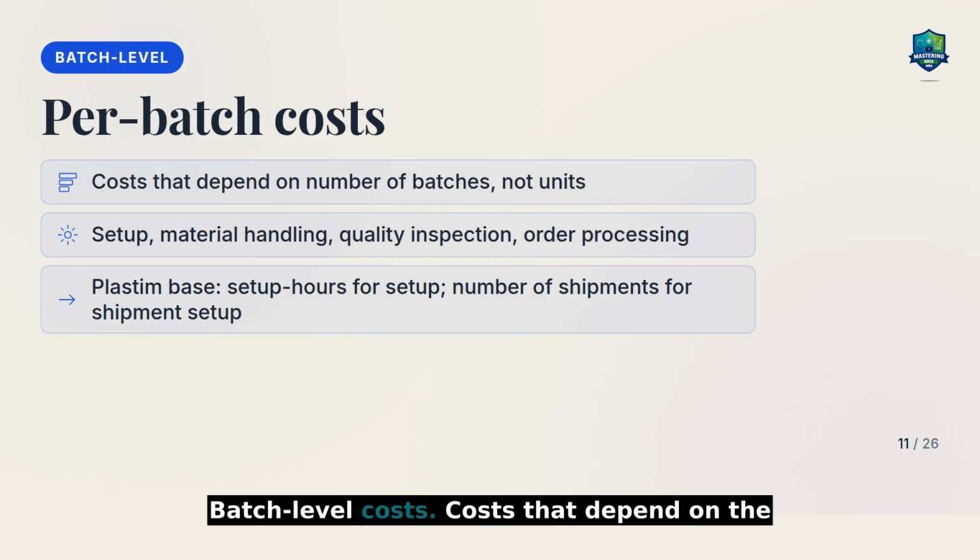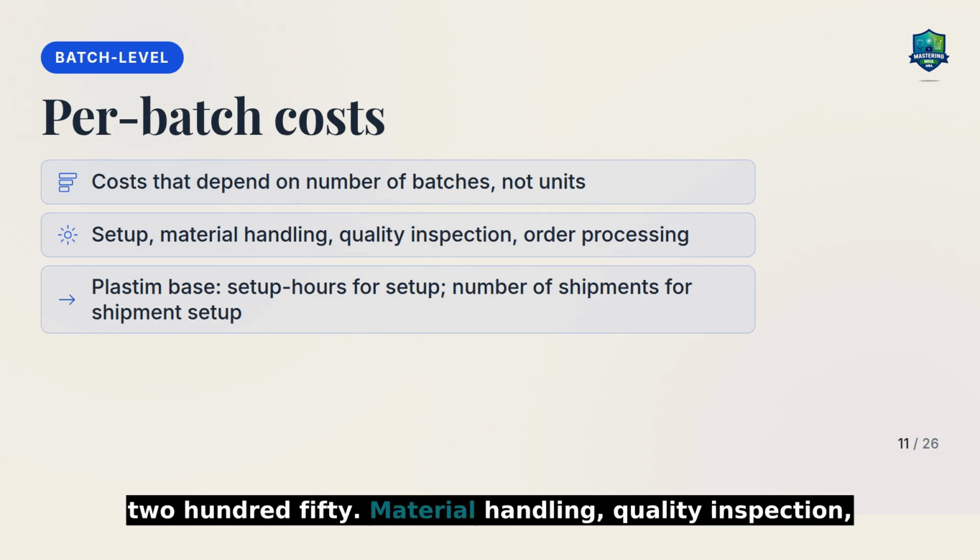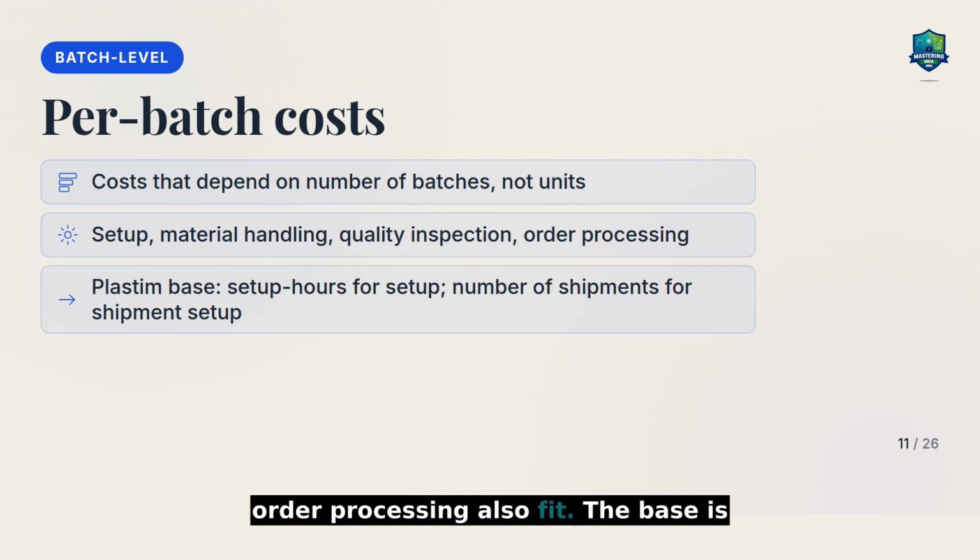Batch level costs, costs that depend on the number of batches, not the number of units. Setup costs are the canonical example. Setting up a mold takes the same time whether the batch is 50 units or 250. Material handling, quality inspection, and order processing also fit. The base is something per batch, like setup hours.